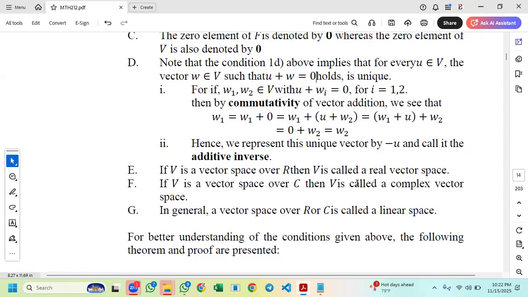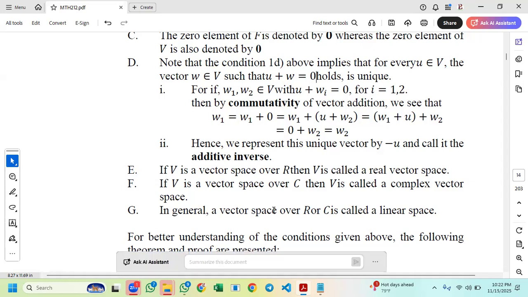Now, if V is a vector space over R, then V is called a real vector space. And if V is a vector space over C, then V is called a complex vector space. We know R and C now. From the beginning of this unit, they talk about real numbers, R, and complex numbers, C. I think this is a summary of the whole thing. All these remarks are like their summary of what we've done before.